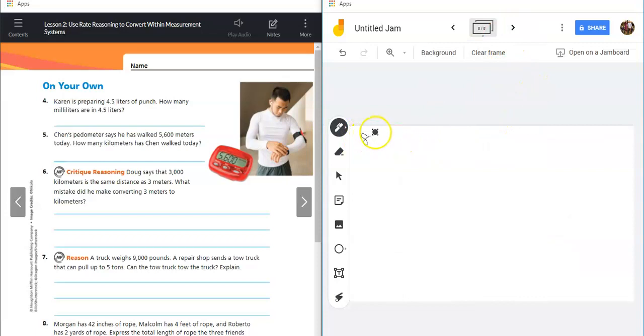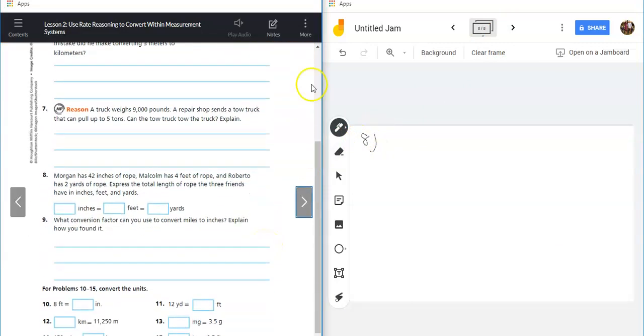Number 8. Morgan has 42 inches of rope. Malcolm has 4 feet of rope, and Roberto has 2 yards of rope. Express the total length of rope that the 3 friends have in inches, feet, and yards. So it's 162 inches equals 13.5 feet, which equals 4.5 yards.